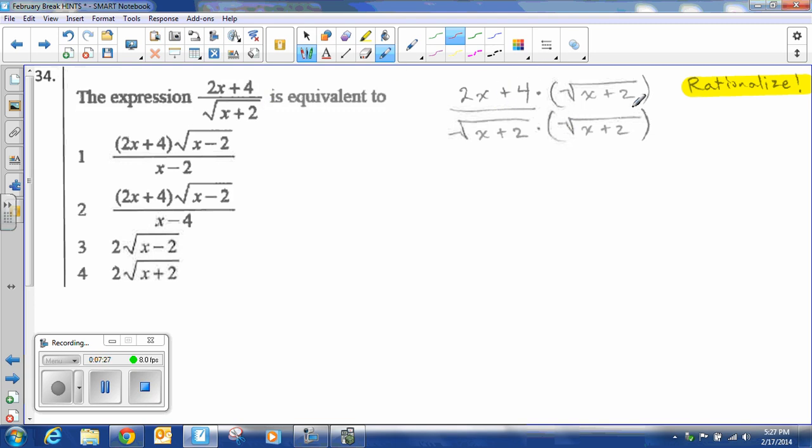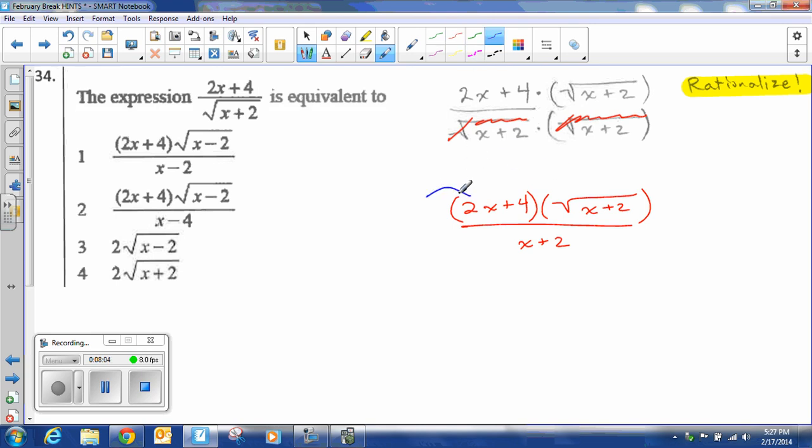Therefore, we need to rationalize, which means multiply both the numerator and denominator by radical x plus 2. So we basically end up with this radical canceling this radical. We have 2x plus 4 times radical x plus 2 all over x plus 2. So my hint to you here is factor out your GCF and simplify.